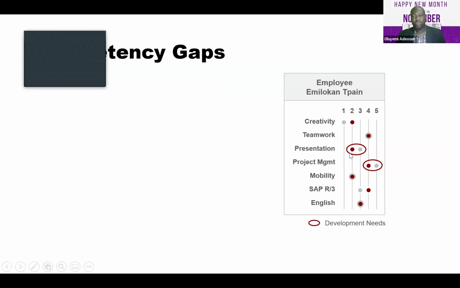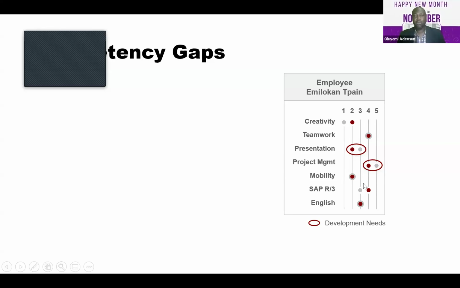So the gap is on 2. And it should be on 3. So the gap between 2 and 3. Project mapping should be on a 3, but is on a 4. 4 is the red, and 5. For mobility, it should be on a 2, is on a 2. For SAP, okay, it should be on a 3, but is on a 4. English communication should be on a 3 and is on a 3.